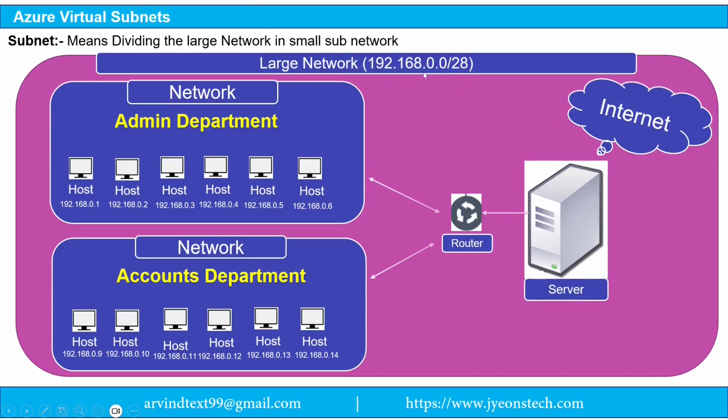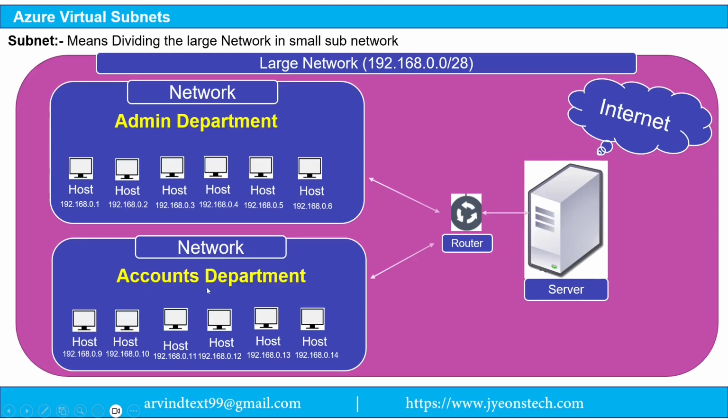Okay, this is the large network. In the company we have two departments, the admin department and the accounts department. I have divided this large network into one network for the admin department, the admin network, in which there are multiple computers and hosts. Their IPs are given as 0.1, 0.2, 0.3, 0.4, 0.5 and 0.6.